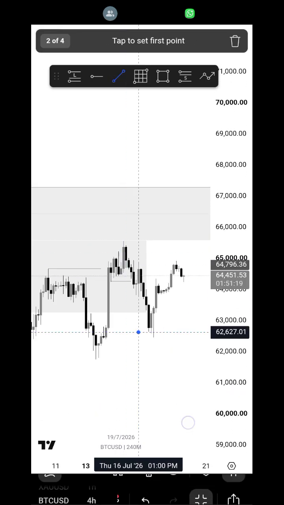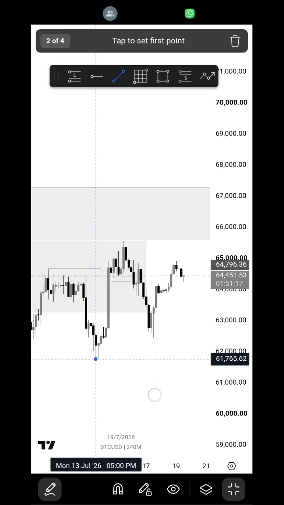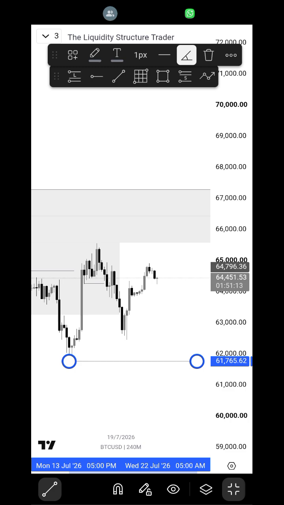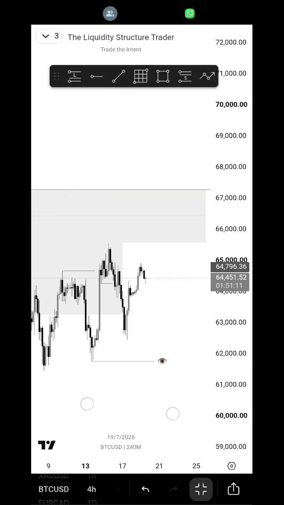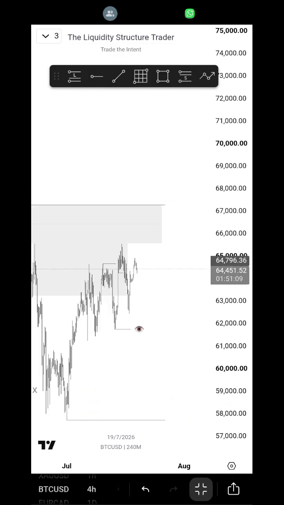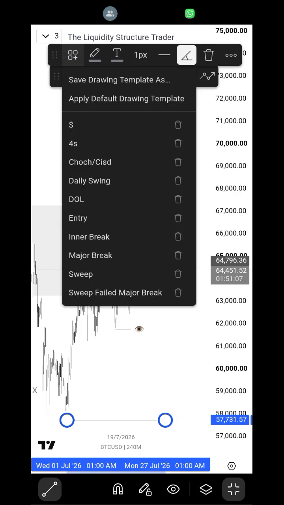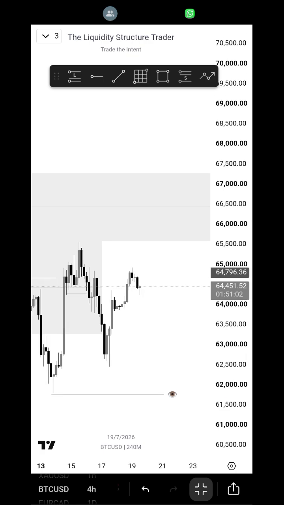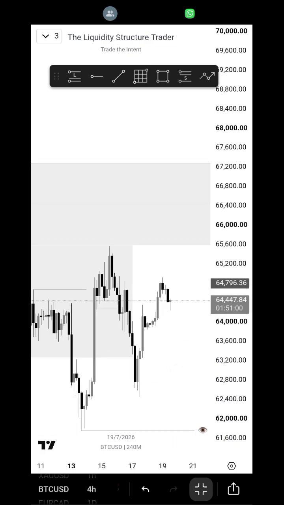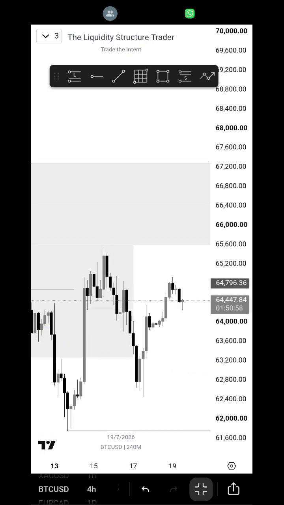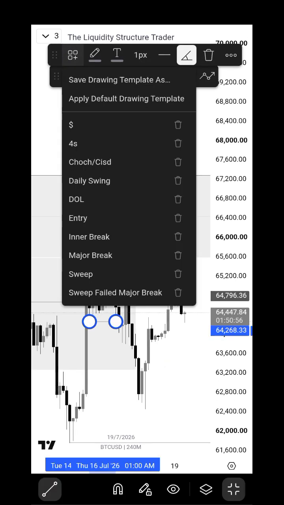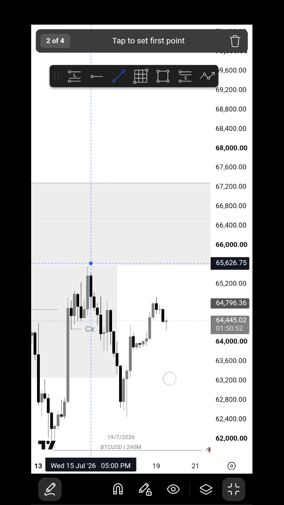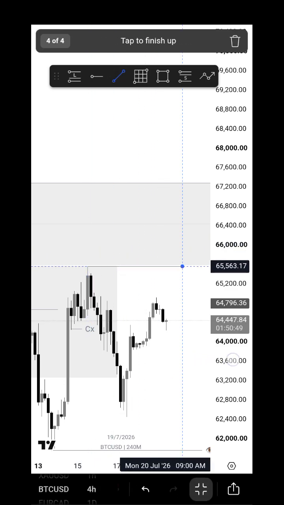However, this break would have been the best. So this would be our draw on liquidity on the 4-hour time frame. This is for the daily. This is our draw on liquidity on the 4-hour time frame. However, we've now had a change of character here, and this is our 4-hour high.